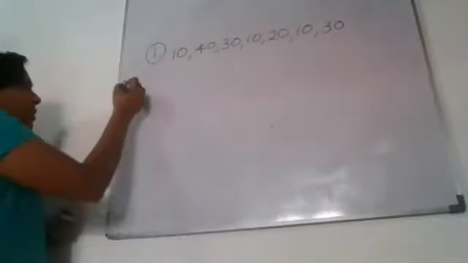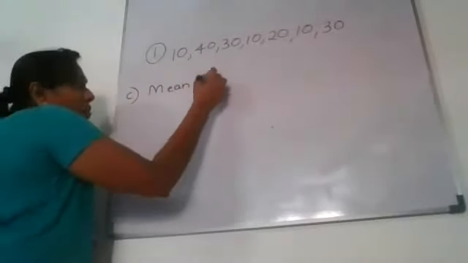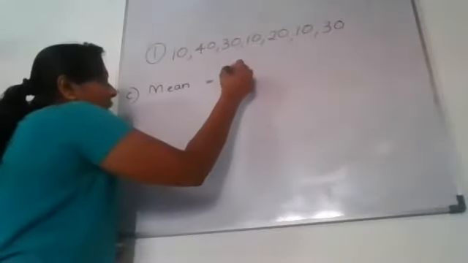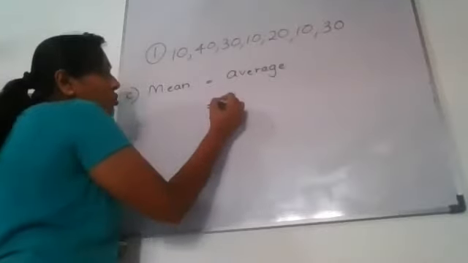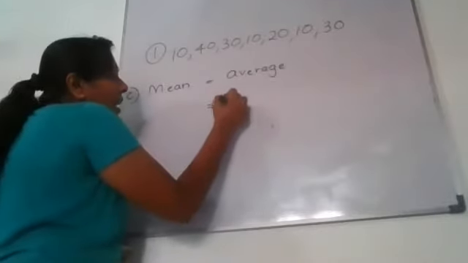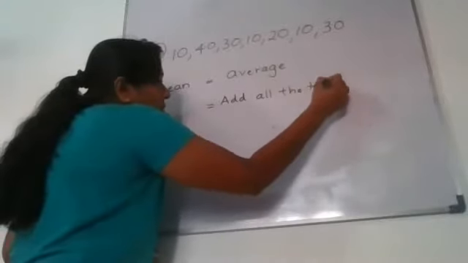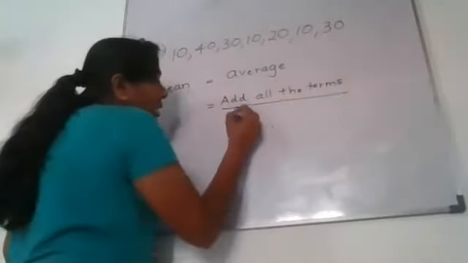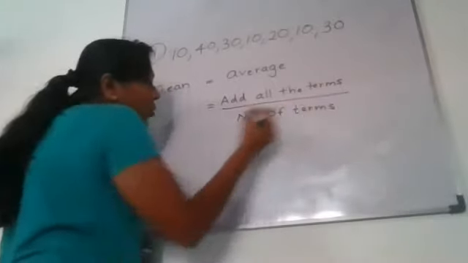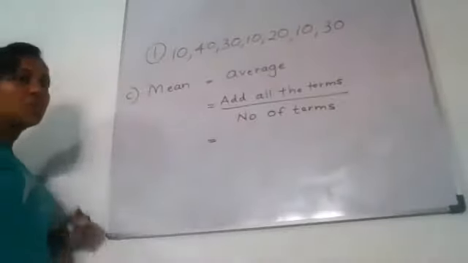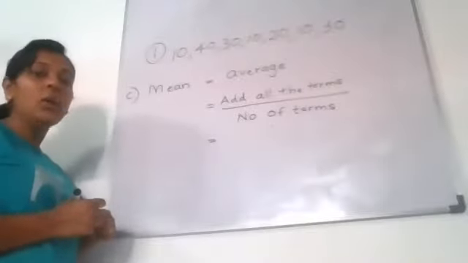Now my third one, I will take the mean. Another name for mean, we can say the average. So how do we find the average? You have to add all the terms and divide by the number of terms. So this is what we are going to do. So first step is you have to add all your terms. So that is how we find the mean or the average.